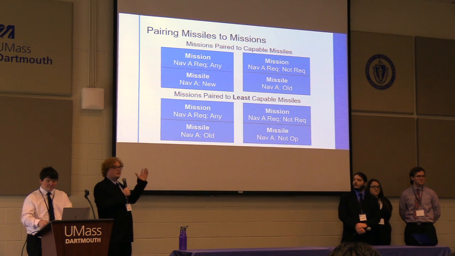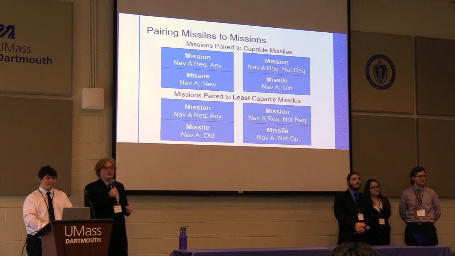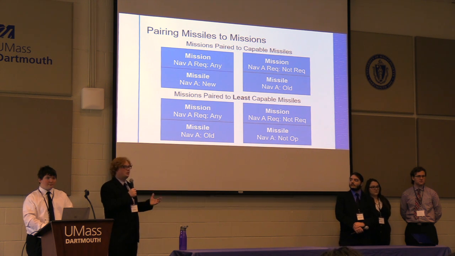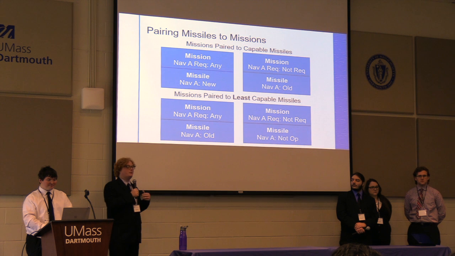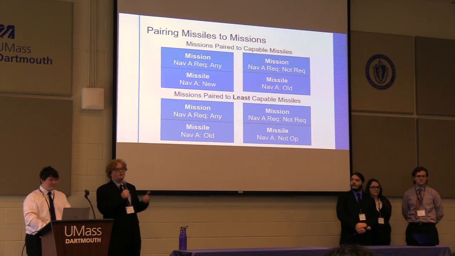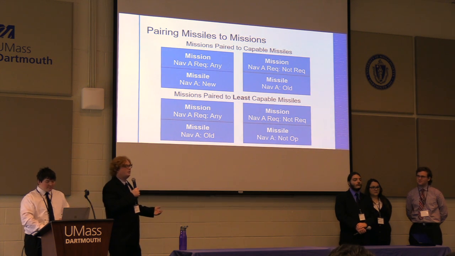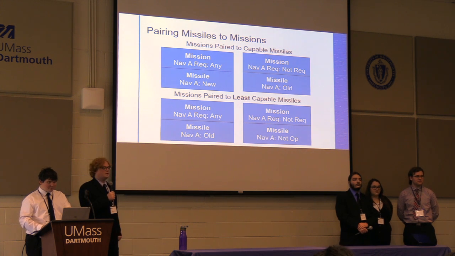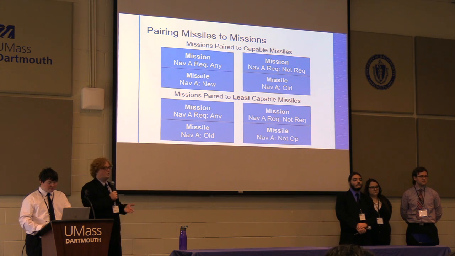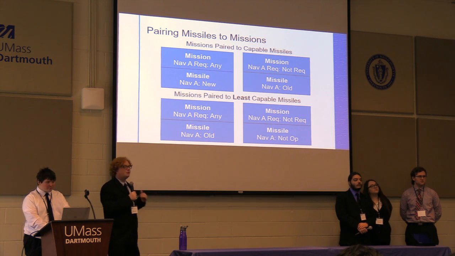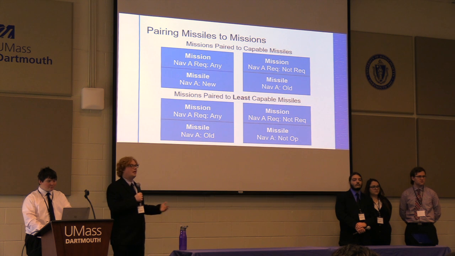As promised, we have an example of a soft constraint. In the top left of the slide, we can see a mission-missile pairing where the mission requires any sort of navigation A. Navigation A is an abstraction of what would actually be a mission requirement. For this mission, we gave a missile with a navigation A of new. This missile can fly the mission, but it's not the best missile we could have chosen, so it's only a capable missile. In the bottom left of the slide, we have the same mission that requires any navigation A, but we gave a missile the navigation A of hold. This is the missile that closest meets the mission's requirements, making it a least capable missile.